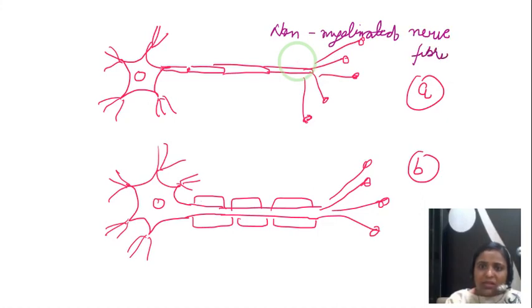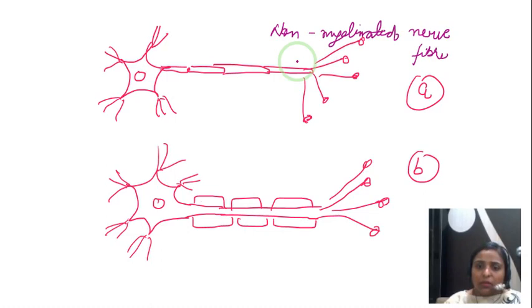Why? Because in the neuron, the myelin sheath is absent from the axon, right? So if there is no myelin sheath, that type of neuron is called your non-myelinated nerve fiber. Simple, depending upon the structure.